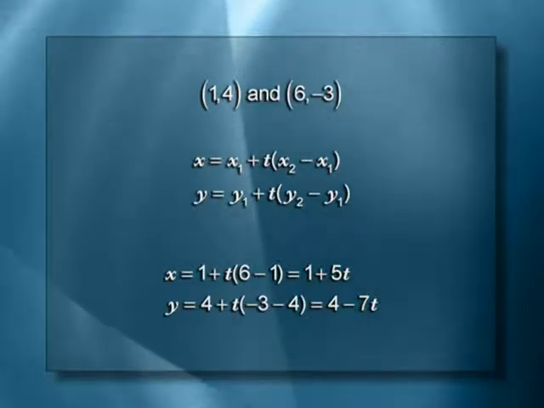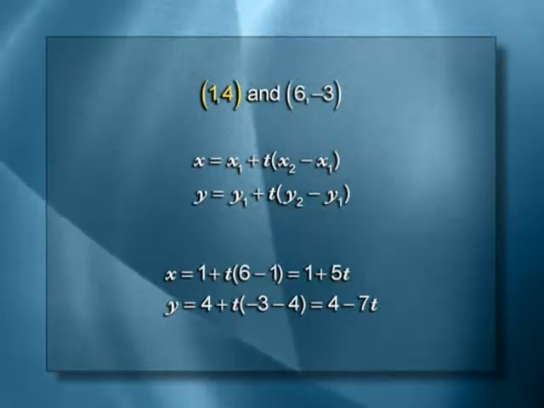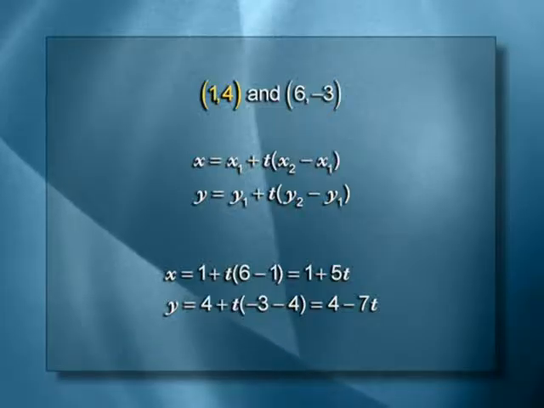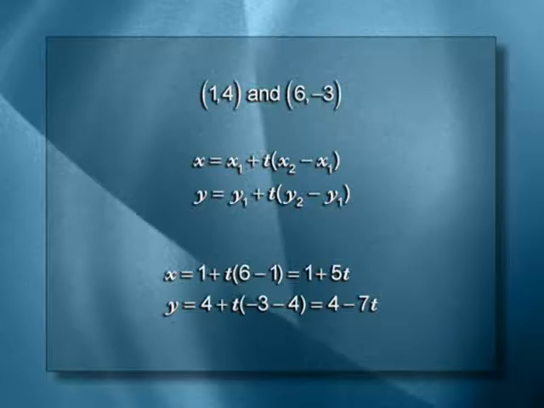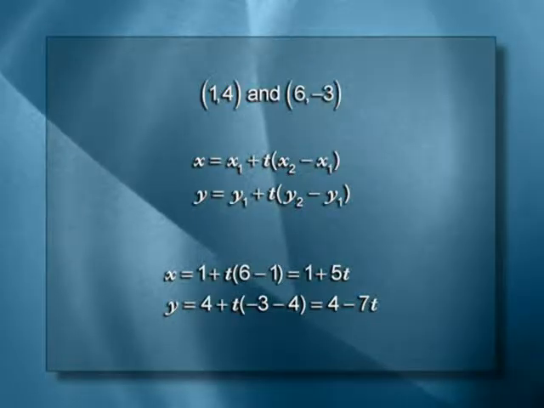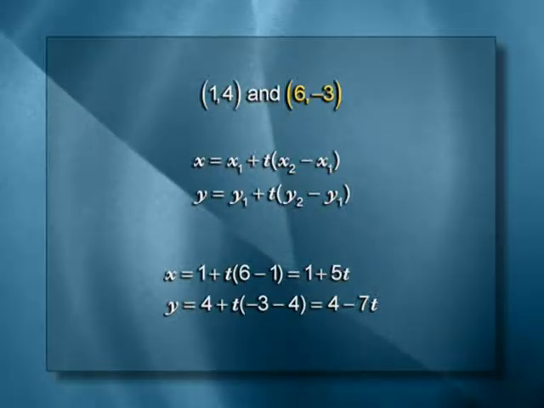Let's check ourselves here. What if t is 0 in these equations? Where am I? Oh, if t is 0, I'm at the point 1, 4, the first point. What if t is 1? Where am I? Well, the first equation gives 6, and the second equation gives minus 3. Bingo, I'm at the second point.